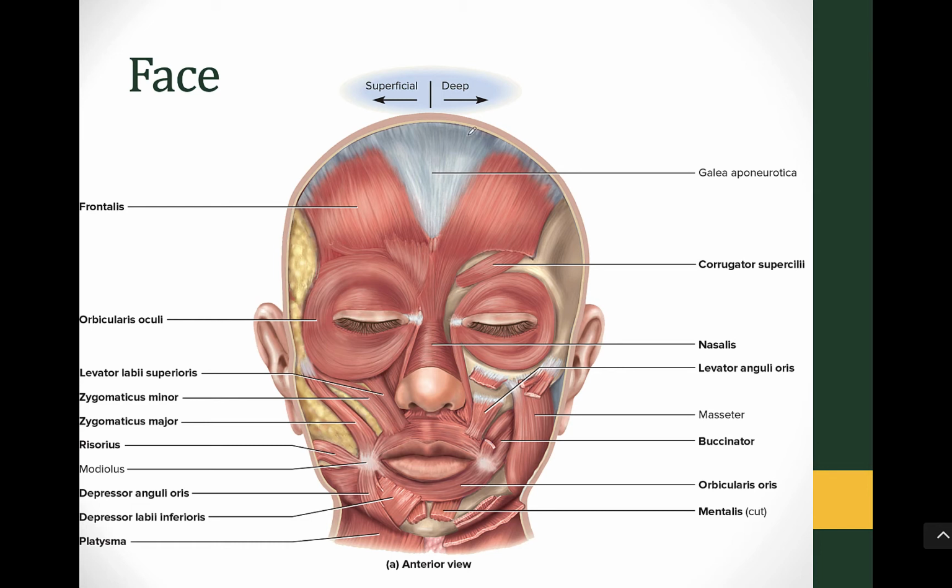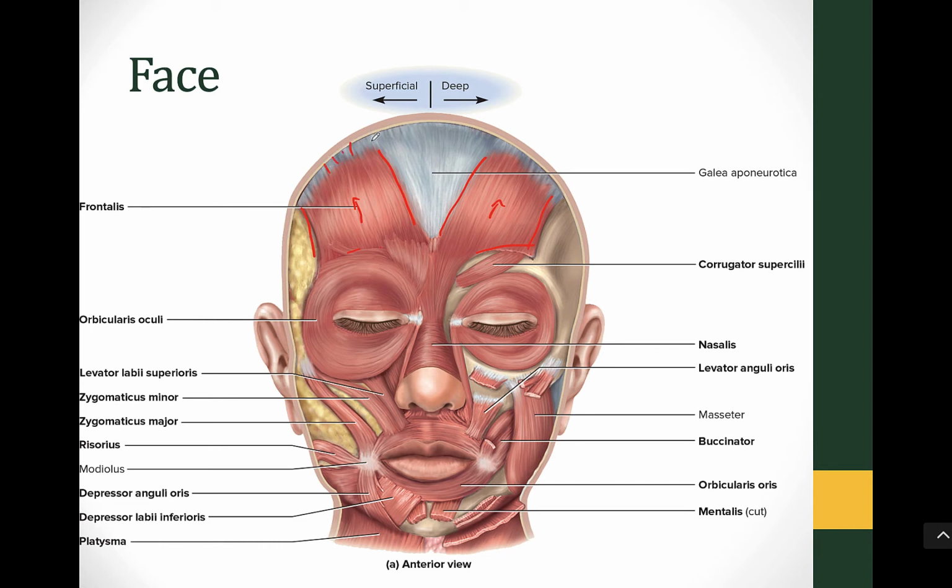So on the face, we have the epicranius frontalis, sometimes just called the frontalis, and you've got two sides here. And this is going to raise the eyebrows. So it's going to contract this way to raise the eyebrows. The insertion point for this one is the eyebrows here, because that's what it's moving. And the origin is this big aponeurosis.